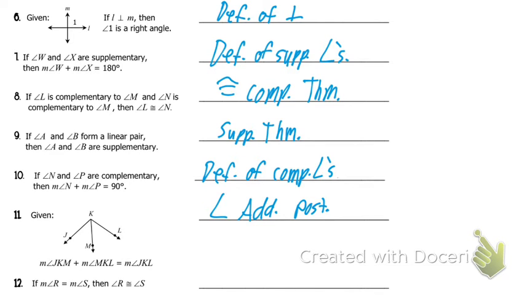Number 12. If the measure of angle R is equal to the measure of angle S, then those two angles are congruent. Definition of congruence. If two measures are the same, then they're congruent, or vice versa. If two things are congruent, their measures are equal. Regardless of whether it's segments or angles, it's still definition of congruence. Questions on that?